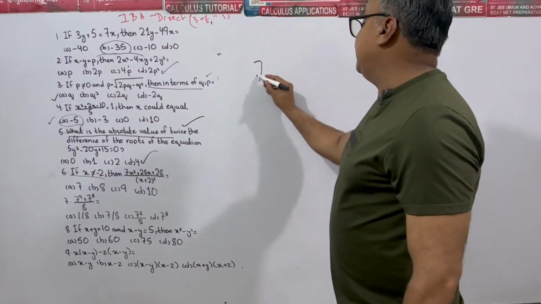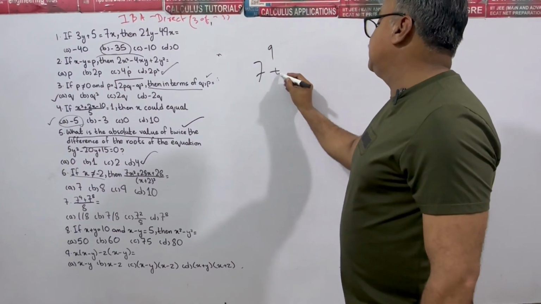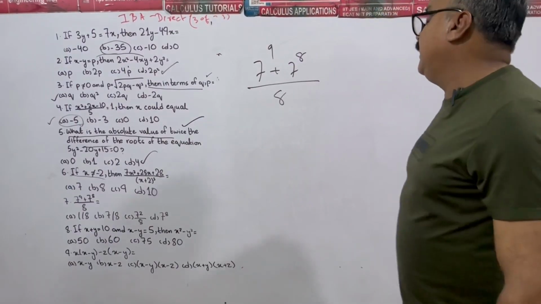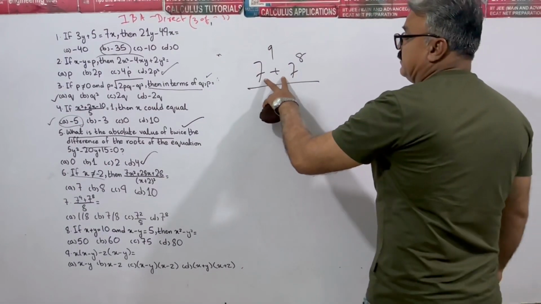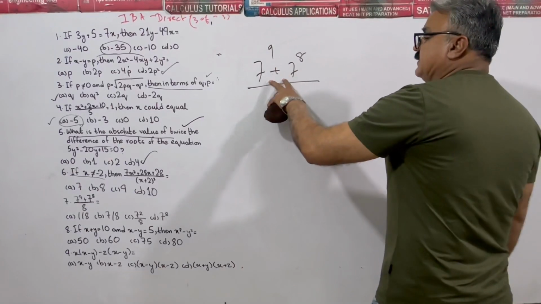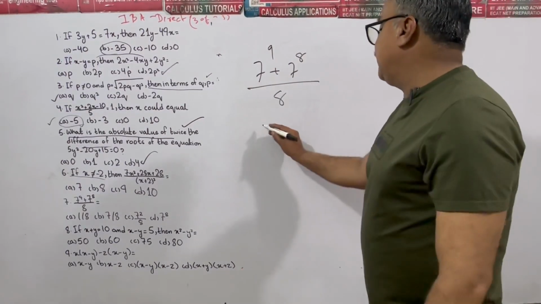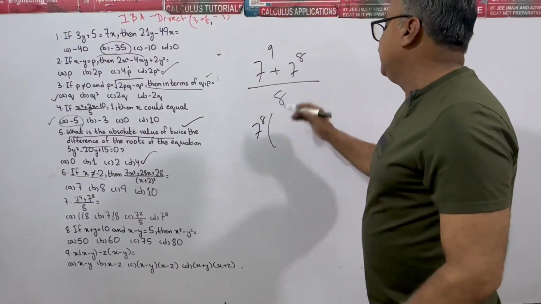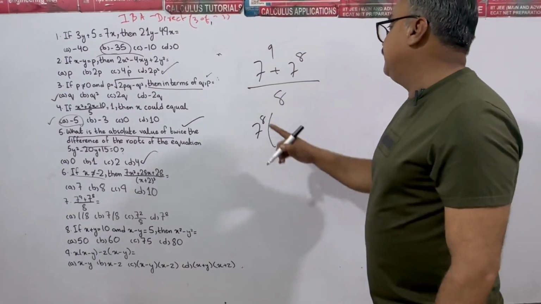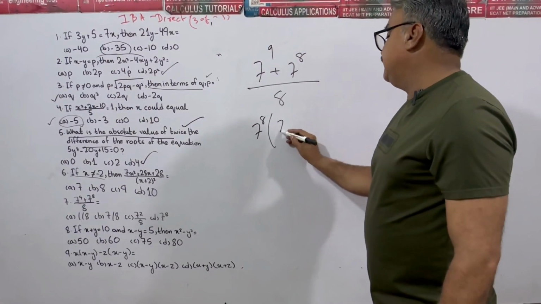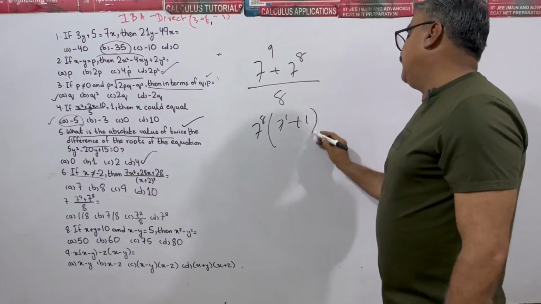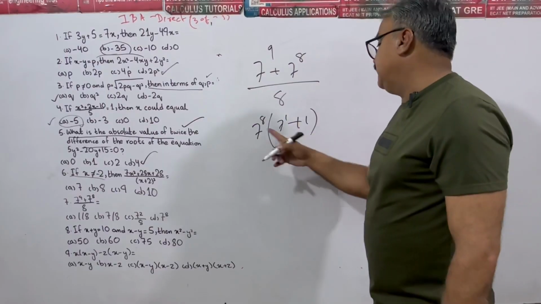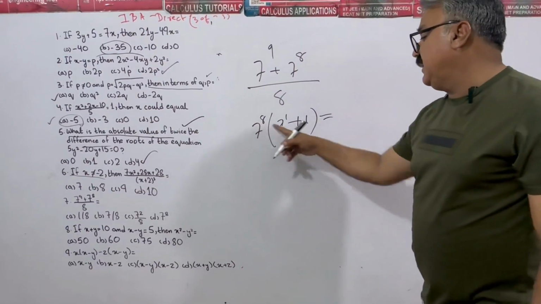Question number 7, a tiny one. 7 raised 9 plus 7 raised 8, divided by 8. Don't add their powers. They are not in multiplication. Take common 7 raised 8. There is 7 raised 9, there is 7 raised 8. The little power is common to both, that is 7 raised 8. What remains here? 7 raised 1. Nothing remains means 1 remains. After taking common, if nothing remains, 1 remains.